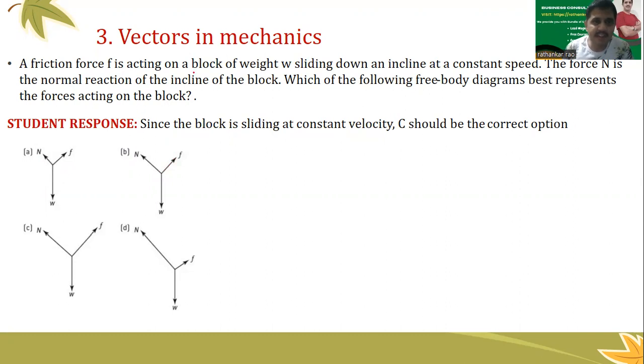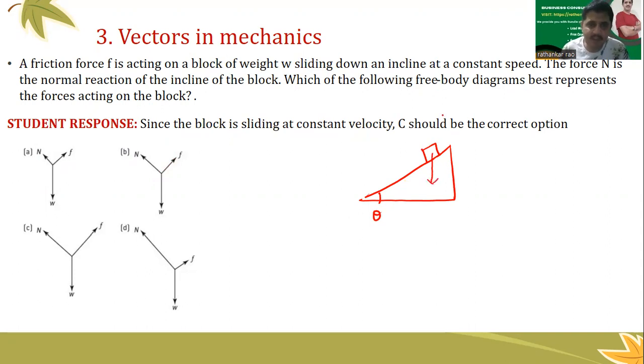The force F is acting on a block of weight W sliding down an incline. So let us draw an incline. This is my incline. This is my angle theta. Okay. The force N is a normal reaction. Now I have a block here of mass M, or in other words, the weight W.